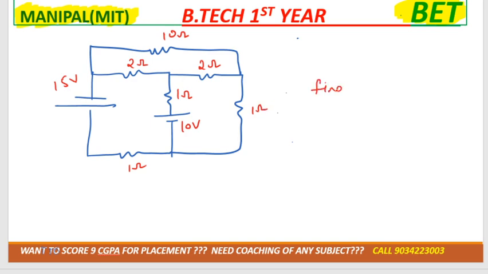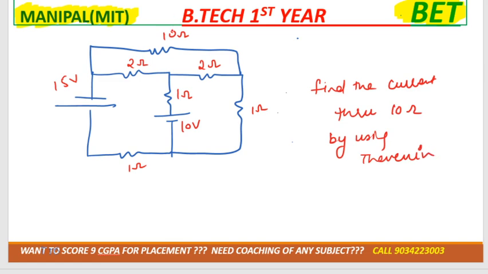In this, find the current through 10 ohm, again by using Thevenin theorem. Okay, this one is 10 ohm, which means this is A and B. Note it down.